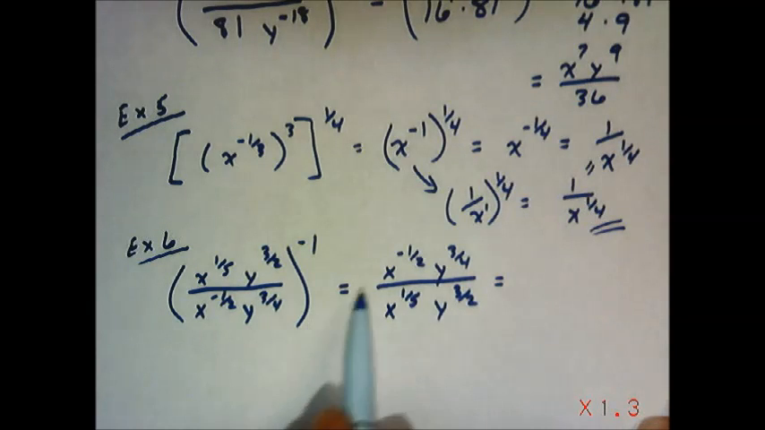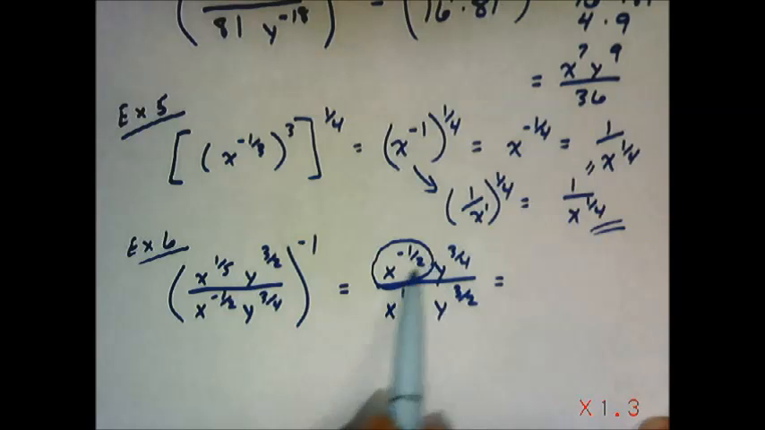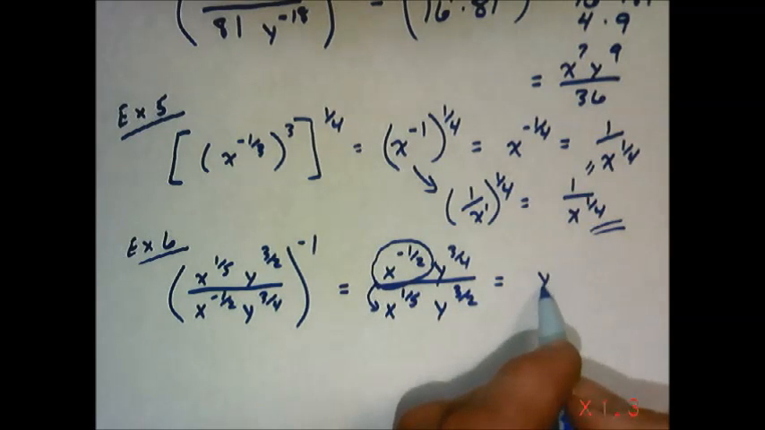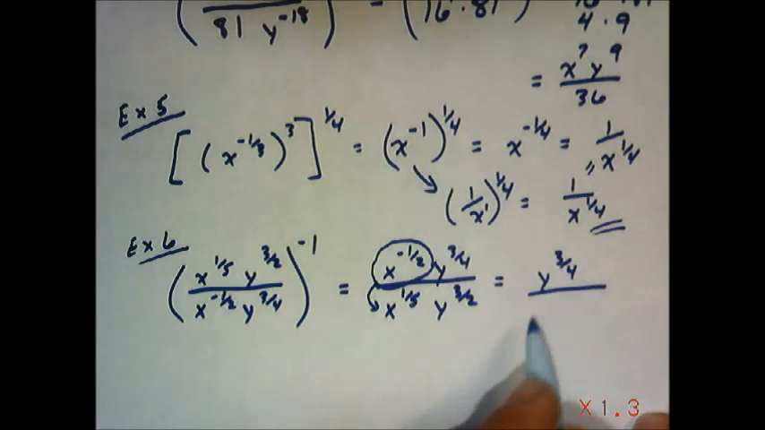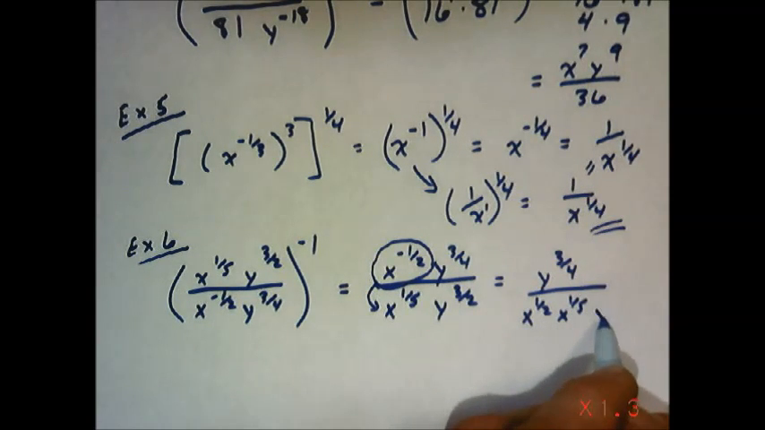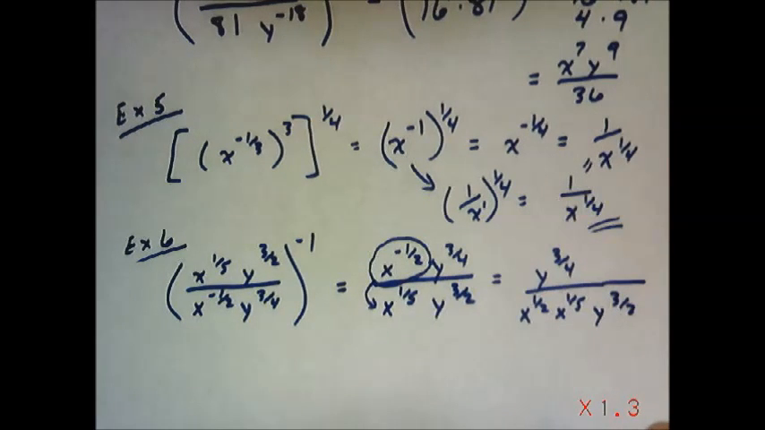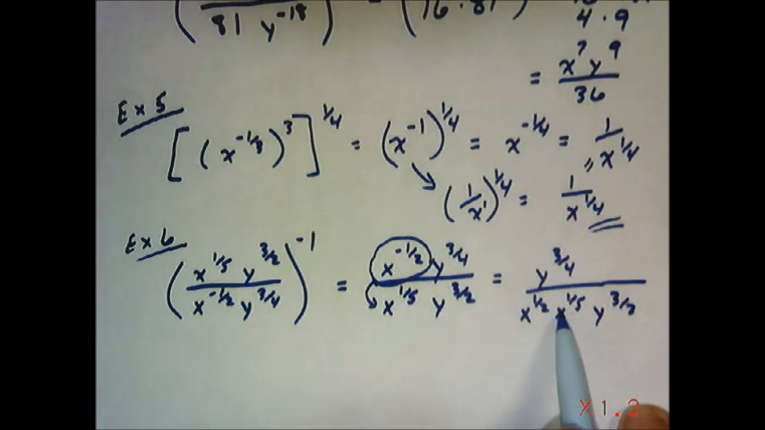Now we can continue looking at our negative exponent. We still have one, so we can go ahead and move that to the bottom. So we have y to the 3/4 over x to the 1/2, x to the 1/5, and y to the 3/2 power. Now all we need to do is simplify our x's and our y's. Well, remember, if they're being multiplied together, looking at the x's, we can go ahead and add these two exponents.